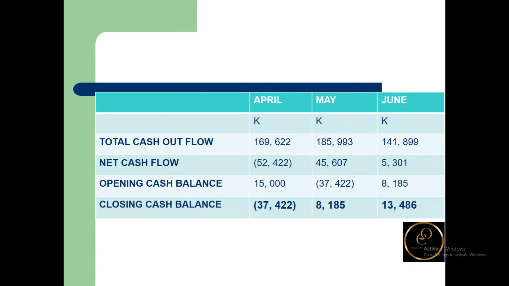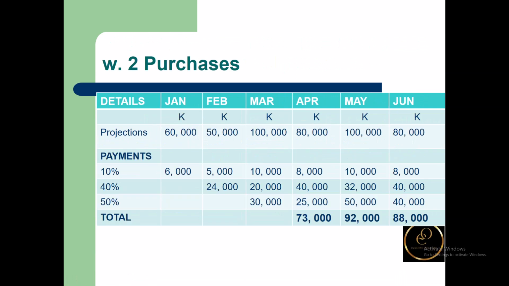So we go to the workings, which demonstrate how we arrive at these figures. These are the 60,000, 50,000, 100,000, 80,000, 100,000, 80,000 purchase projections from January through to June. So we are bothered about the payments. How are the payments going to be made? So 10% in the month of purchase. Out of the 60,000 January expected purchase, we expect 10% of that to be paid in the month itself. So that's 10% of 60,000, we have 6,000 in the month of January itself.